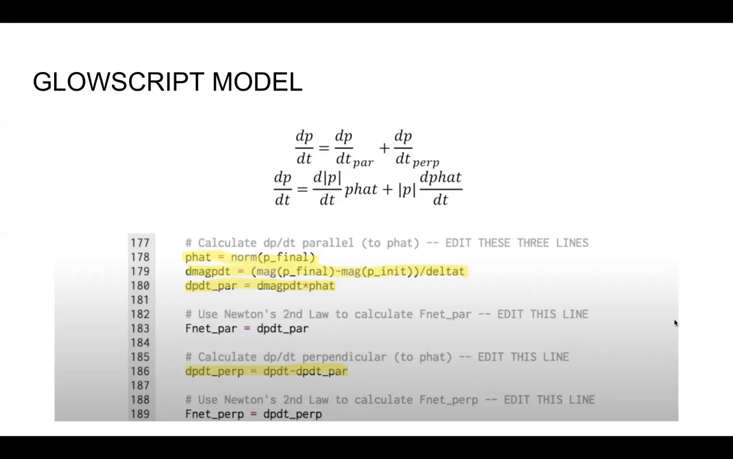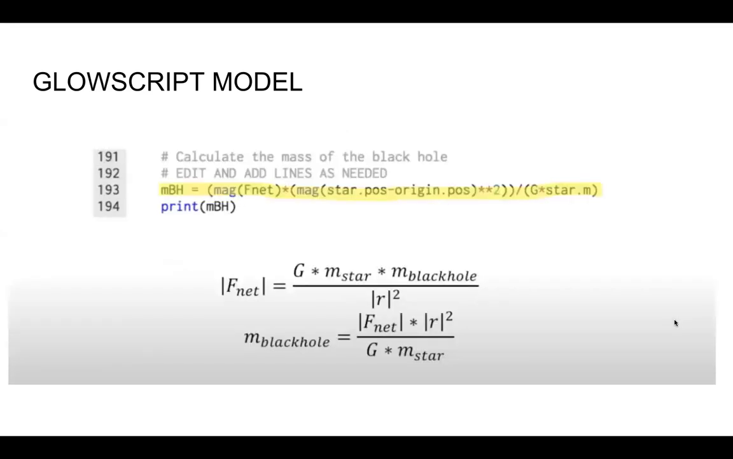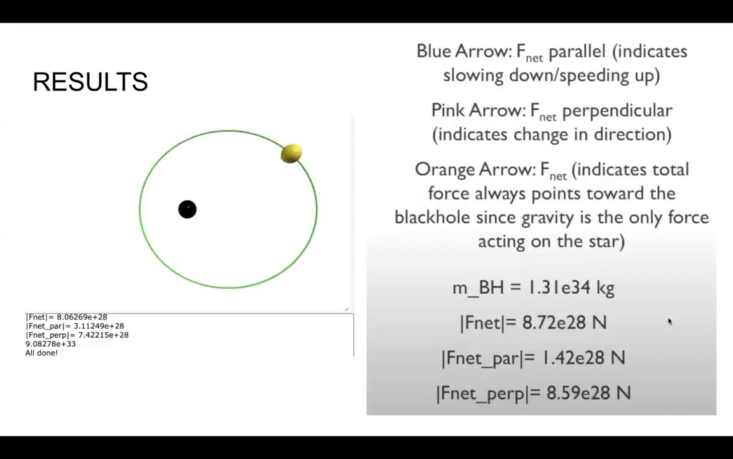Because of Newton's second law, the change of momentums can be set equal to the corresponding force components. In order to calculate the mass of the black hole, the gravitational law can be rewritten to be solved for mass. So when you run the code, the net force is calculated to be 8.72 times 10 to the 28th newtons, with the parallel component equal to 1.42 times 10 to the 28th newtons, and the perpendicular component equal to 8.59 times 10 to the 28th newtons.